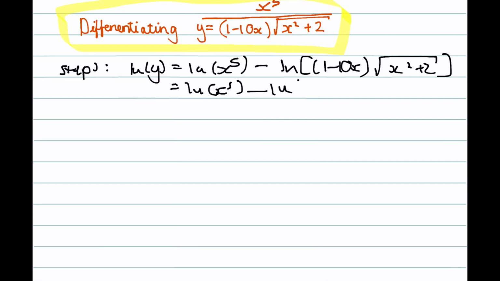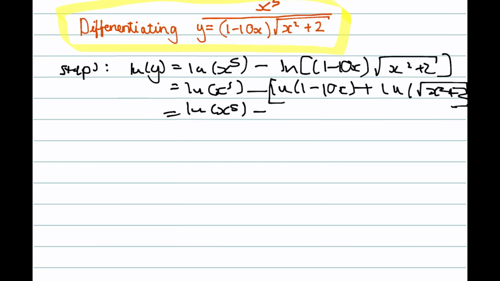minus ln of 1 minus 10x plus, in brackets, ln x squared plus 2. Okay, then this is equal to ln x to the 5 minus ln 1 minus 10x minus ln root x squared plus 2.